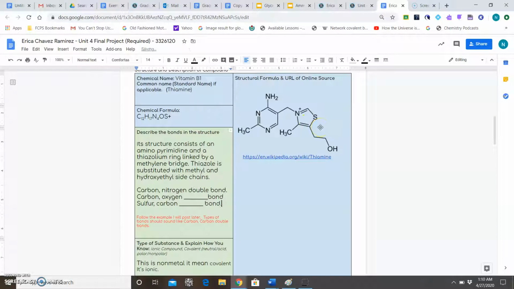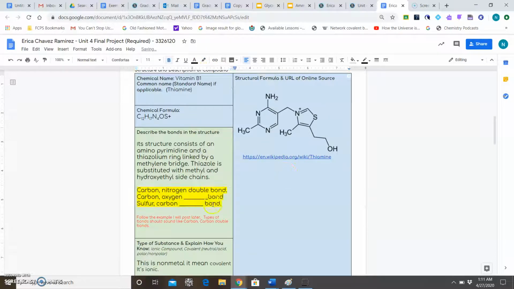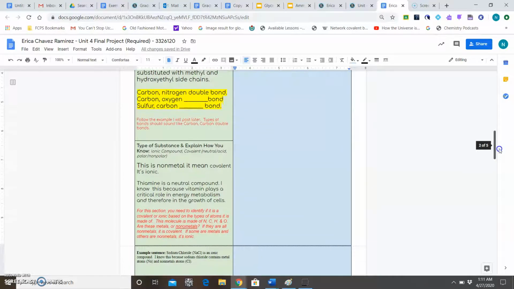Okay. And I'm going to highlight this so you know exactly where it is you need to go. I'm going to highlight this in yellow. All right. So you're going to correct those. I did one of them. You have to do the last, fill in the blanks for the last two.